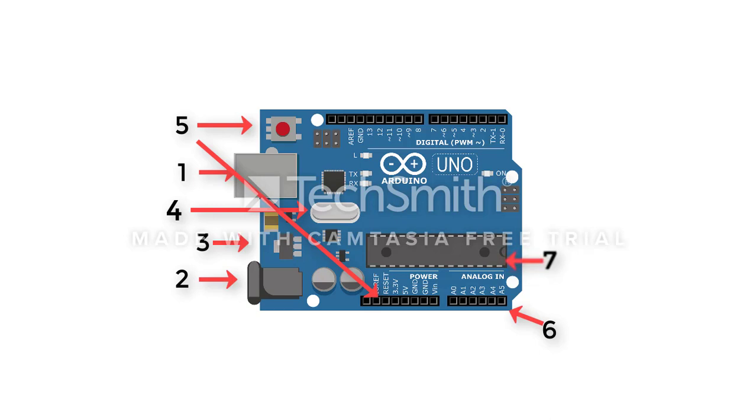Number 7. Main microcontroller. Each Arduino board has its own microcontroller chip. Well, simply said, it's the brain of the Arduino board.